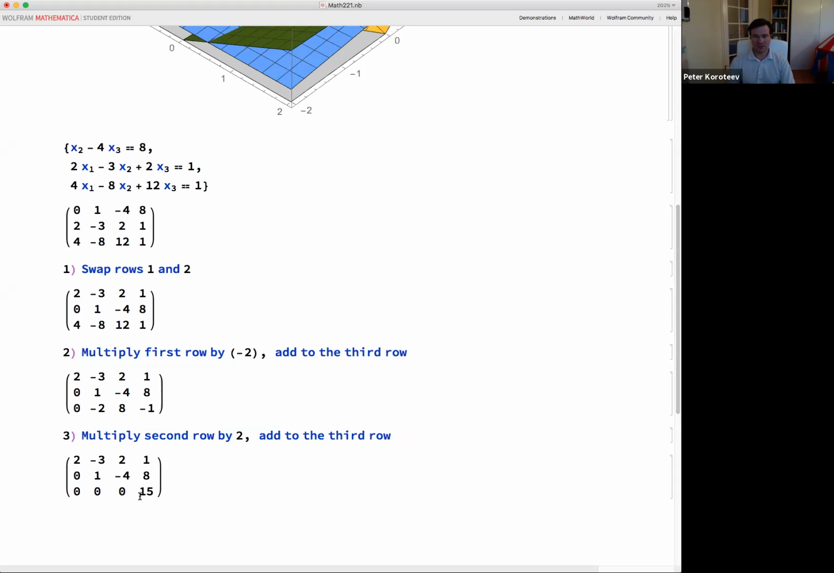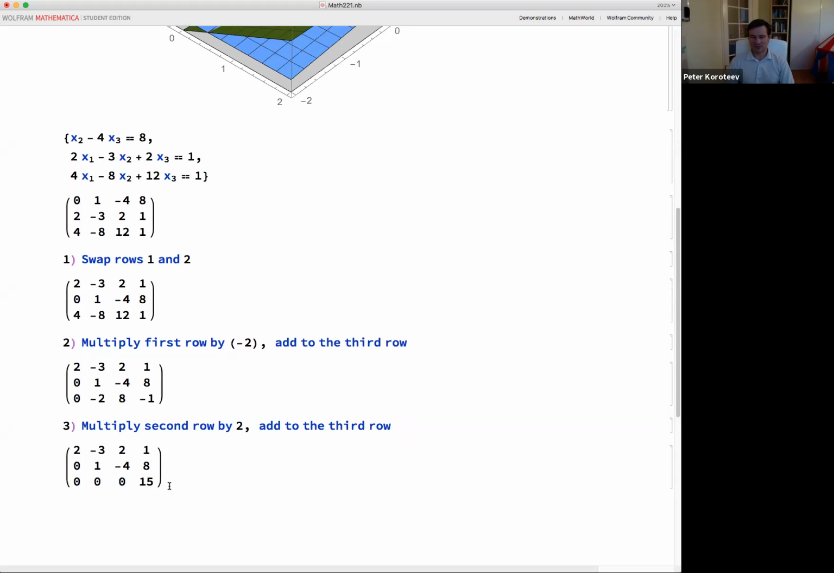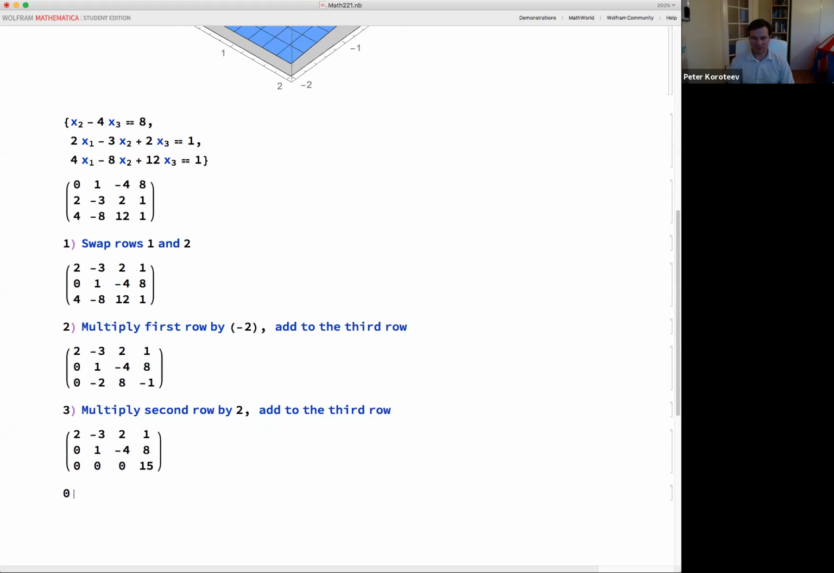It looks like there's a problem here, because if you actually write it as an equation, it will tell you that 0 is equal to 15, which is inconsistent. So the last row is equivalent to that statement. In other words, the whole system of equations is equivalent to the statement that 0 is equal to 15, which is inconsistent. Therefore, the system here has no solutions.